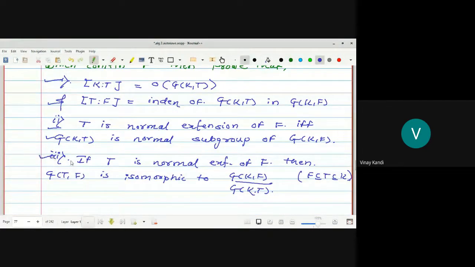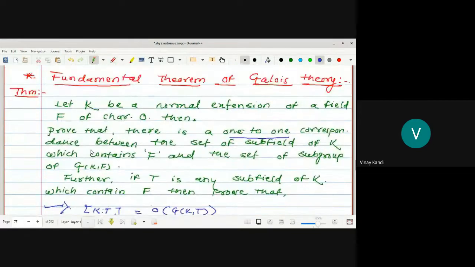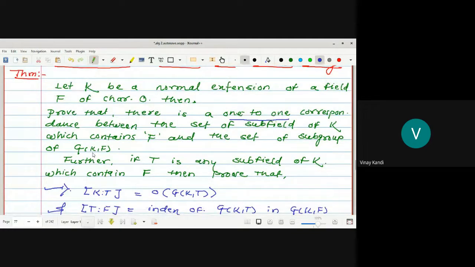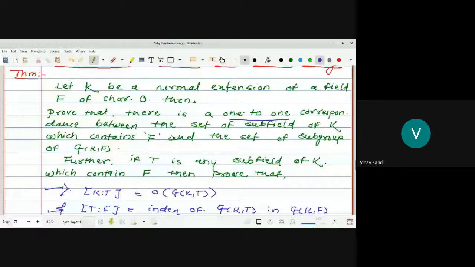Okay. Look at the statements once again. This is the only statement of the theorem. Let K be the normal extension of field F with characteristic 0. Then we have to prove that there is a one-to-one correspondence between the set of subfields of K and F and the set of subgroups of GK. Let's do it one by one. First we have to prove that there is a one-to-one correspondence between the set of subfields of K which contain F and the set of subgroups of GK.